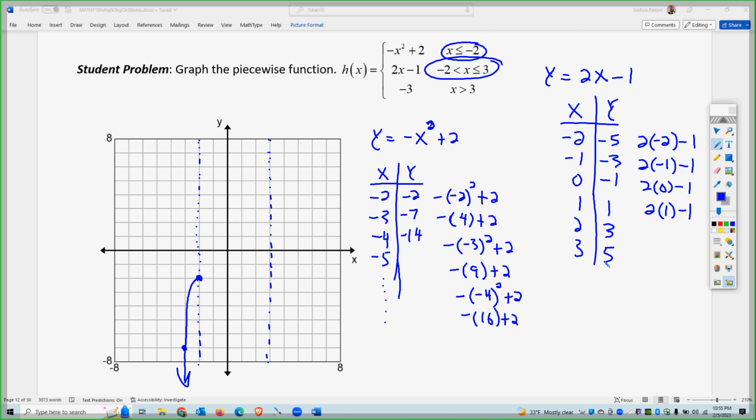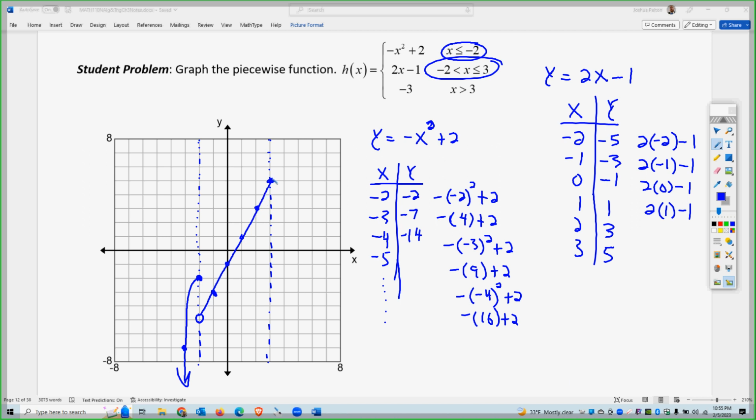So at negative 2, I'm at negative 5. So 1, 2, 3, 4, 5. I'm going to put an open circle because this domain does not include the negative 2. Okay, so at negative 1, I'm at negative 3. Then I'm at negative 1. Then I'm at 1. Then I'm at 3. And then at 3, I'm at 5, 1, 2, 3, 4, 5. And that one is a closed circle because I do include 3 in this one. So connect that line. That's a line.